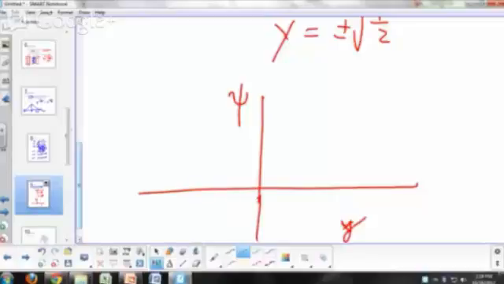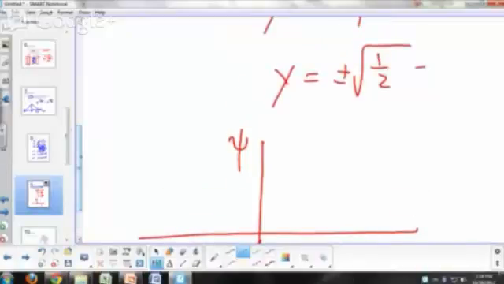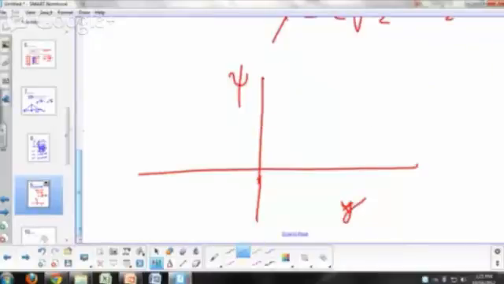At y equals plus or minus 1 over square root of 2. What's 1 over square root of 2 numerically? Square root of 2 divided by 2. Get that on your calculator? Square root of 2 is about 1.4. Okay, 0.71, okay? So y equals 0.71.